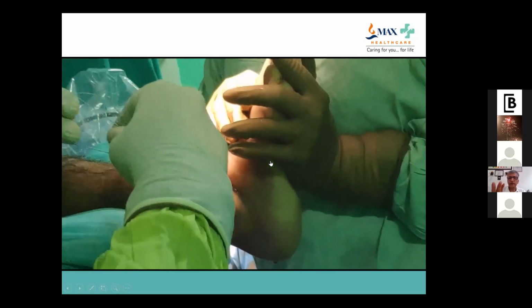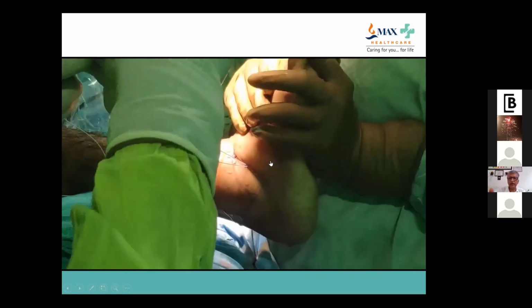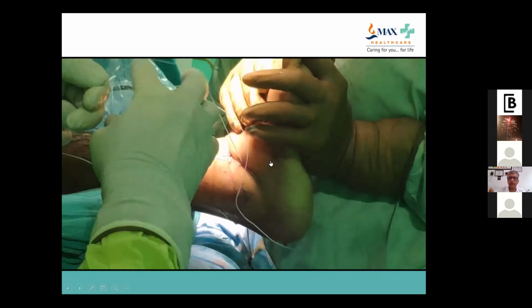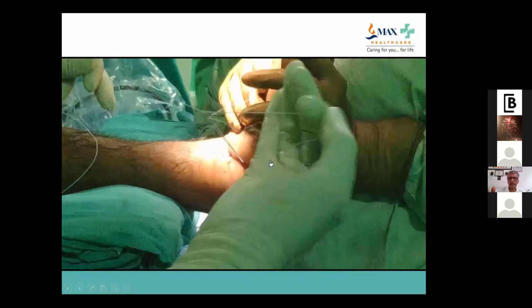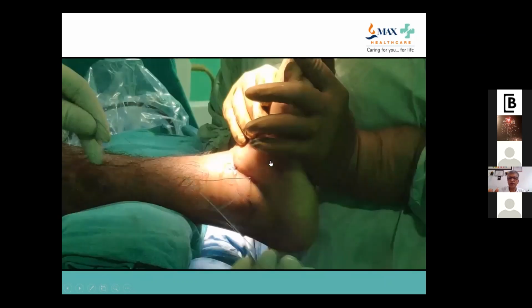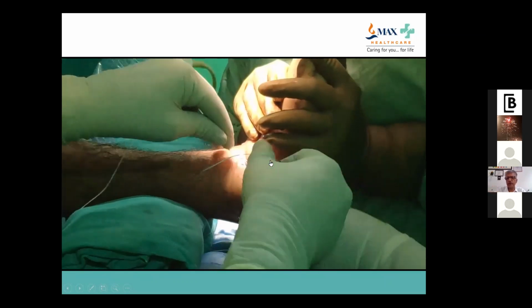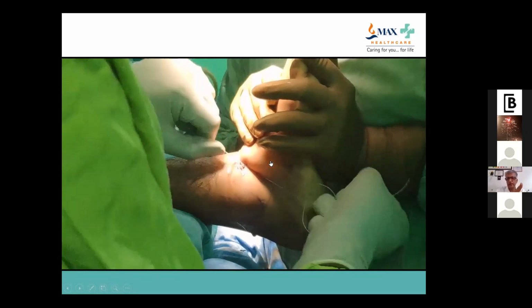Mind you, the rest of the principles remain the same: holding the foot in neutral position to mild eversion at the time of tightening your fiber wire, and you proceed from posterior to anterior.